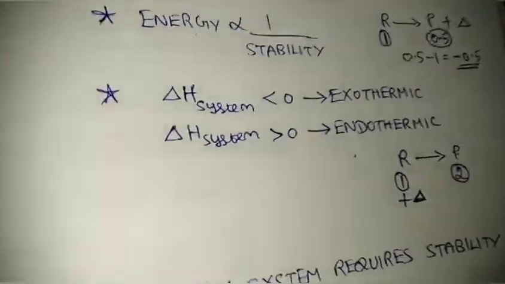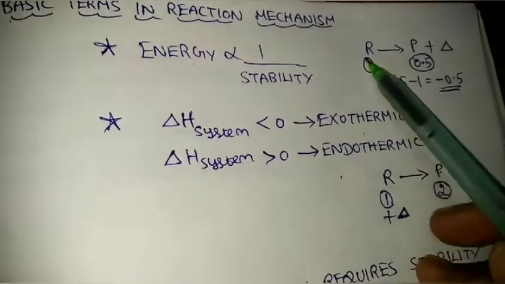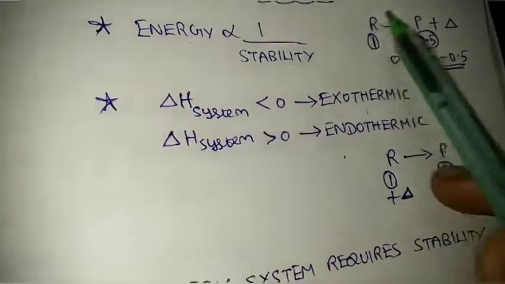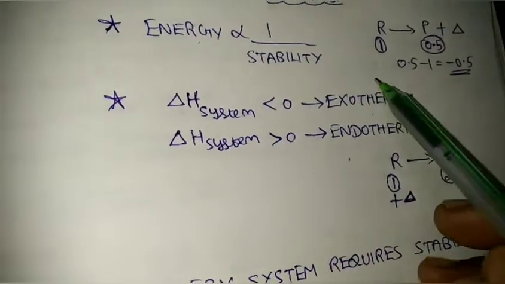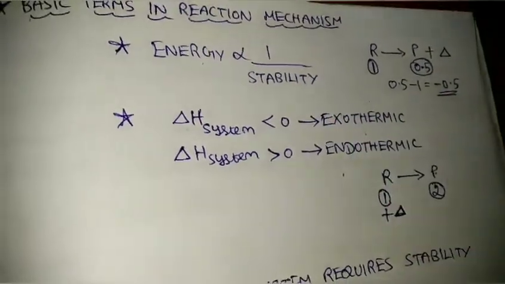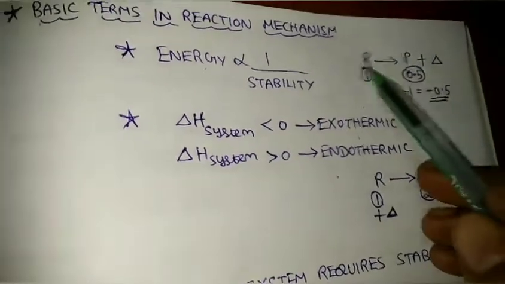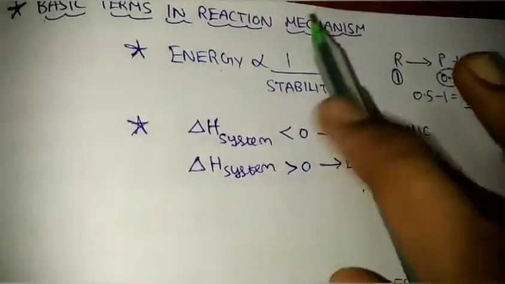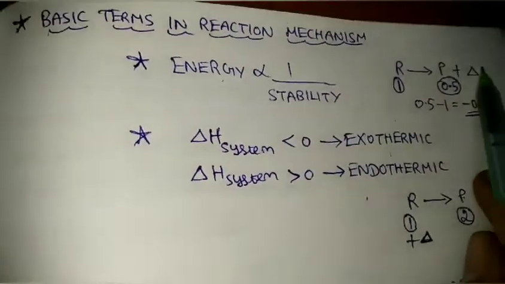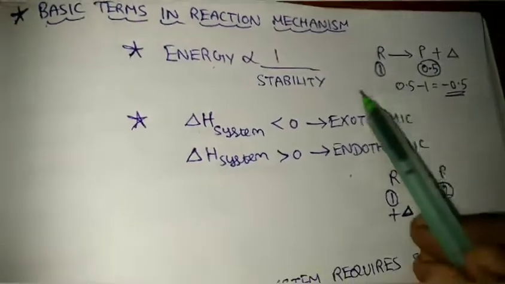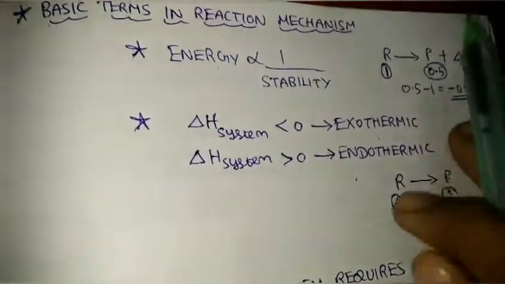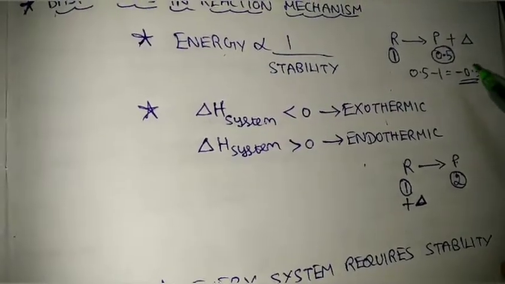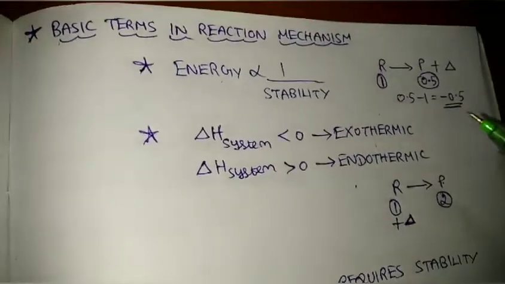So basically here, if you see, is the reactant side energy more or the product side? The reactant side is more, right? What did I say just now? Energy should decrease so that stability increases. Here, which side's energy is decreasing? Here only, right? So the equilibrium will favor more towards the product side. That's what I'm trying to say. The equilibrium favors the product side more than the reactant side in the case of an exothermic reaction. So this is basically the rule.